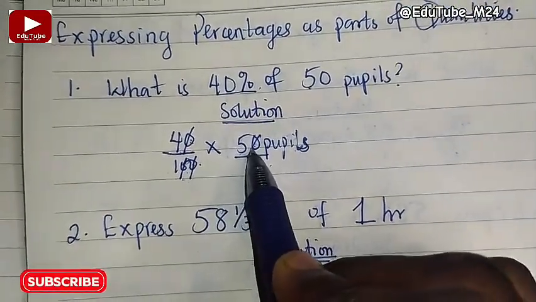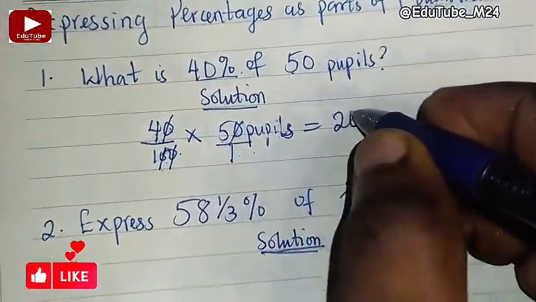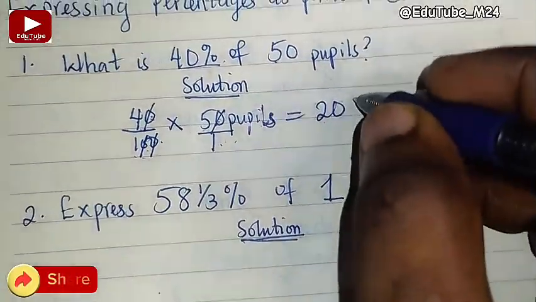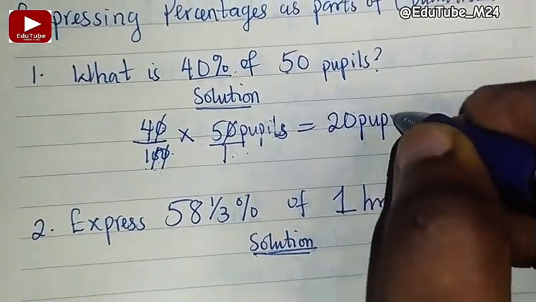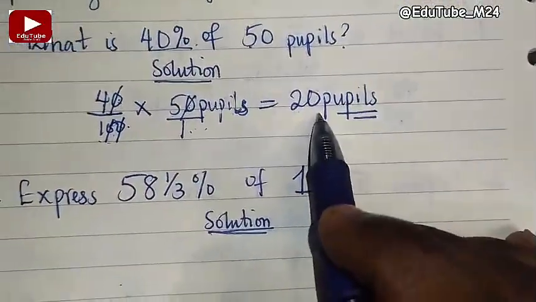So we are going to multiply what we have left in the numerator, which is 4 times 5, and that will give us what? 20. Then 1 times 1 will give us 1. So 20 divided by 1 will still give us 20. So this is 20 what? Pupils. So that means 40% of 50 pupils is 20 pupils.